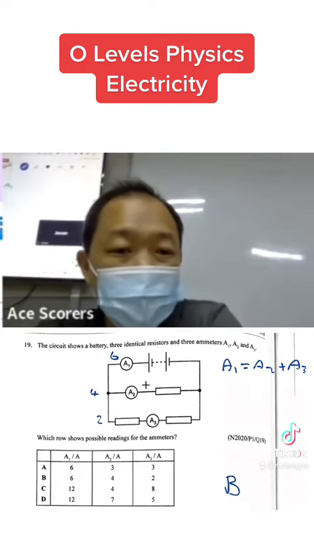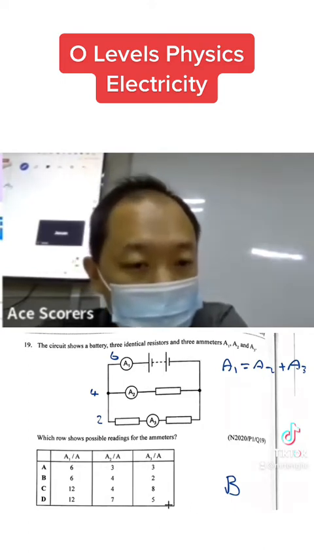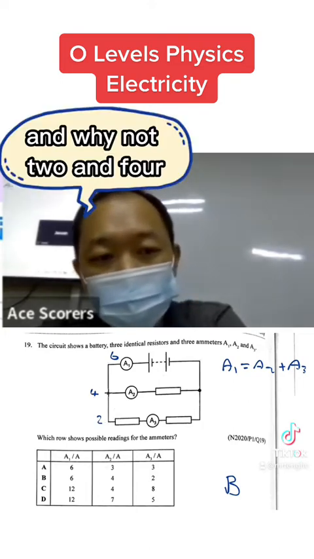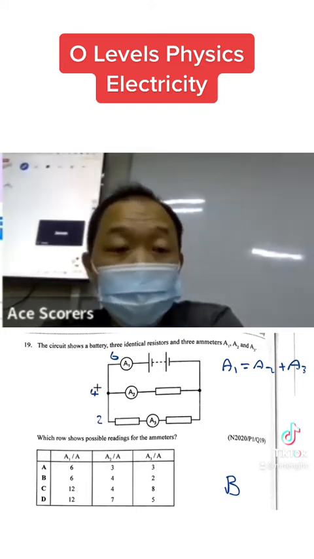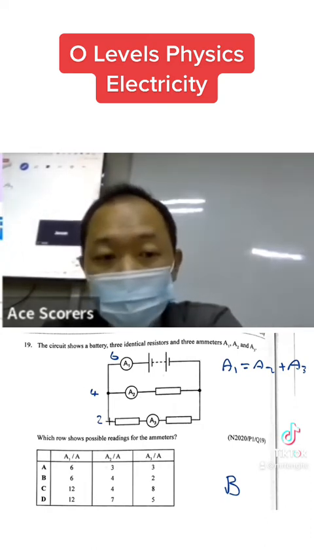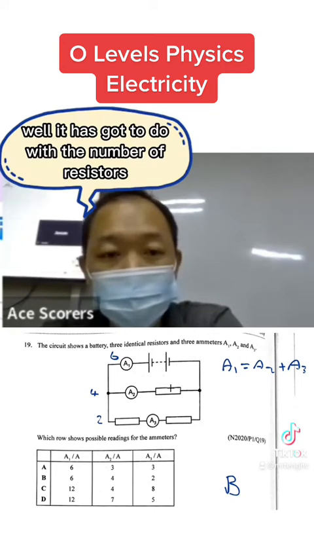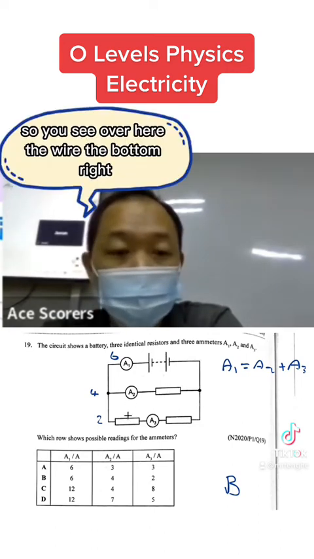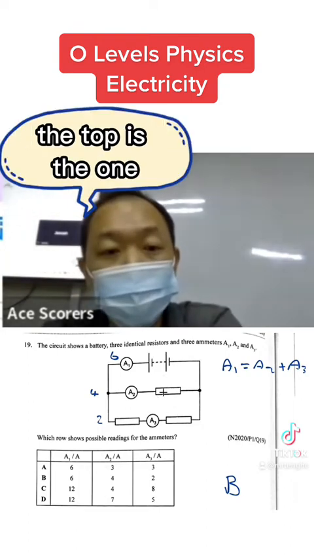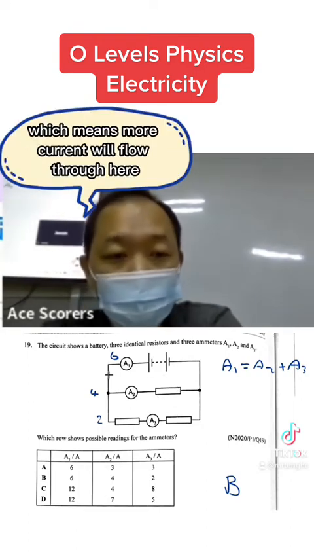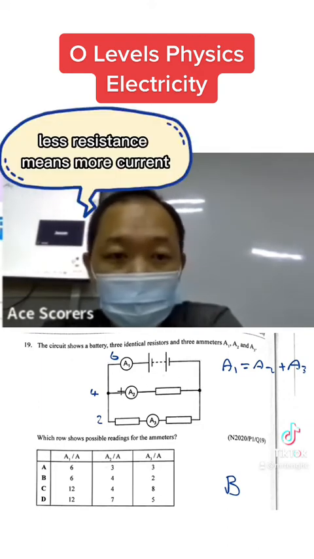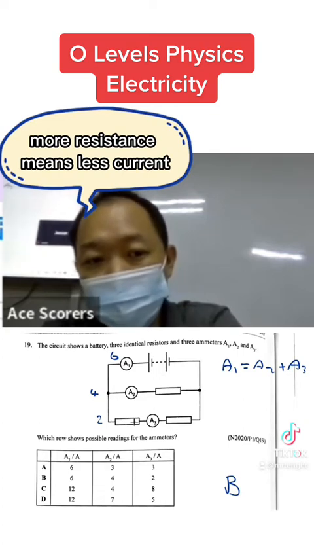Okay. Now next, the question then is, why this one 4 and this one 2? Why not 2 and 4? How come we know that the current here must be 4 and the current here must be 2? Well, it has got to do with the number of resistors. So you see over here, the one at the bottom has 2 resistors, and the one at the top only has 1, which means more current will flow through here. Why? Less resistance means more current, more resistance means less current.